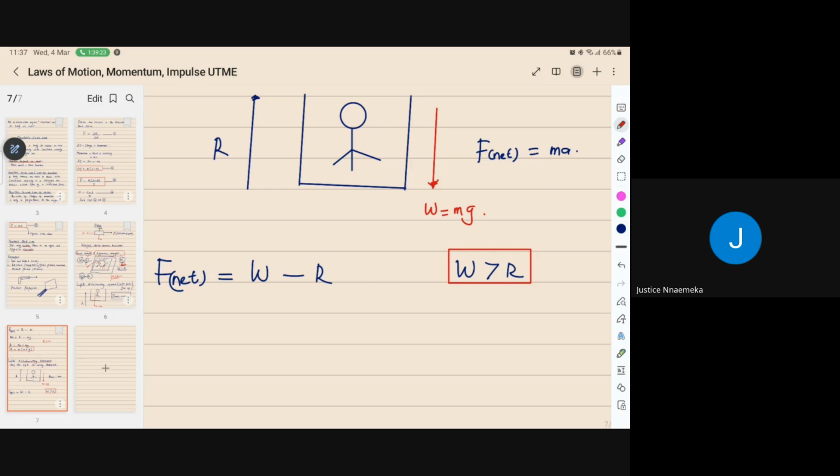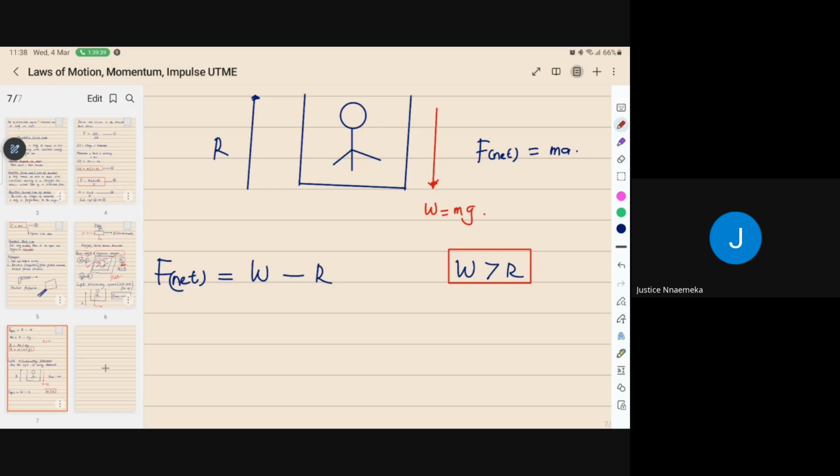As you're coming down, you feel lighter. Nikki Gold, is that not so? The feeling when you are going up and the feeling when you are going down. Yeah, I'm using Nikki Gold because I think she has used lifts so many times.